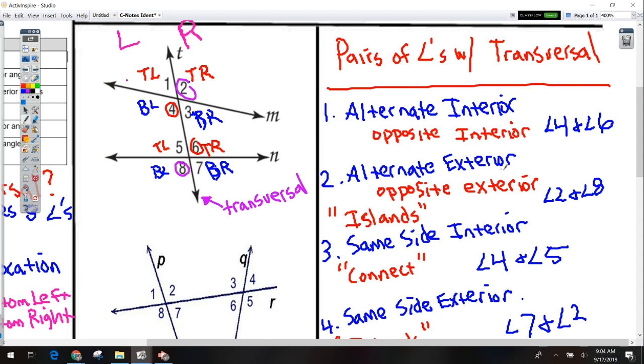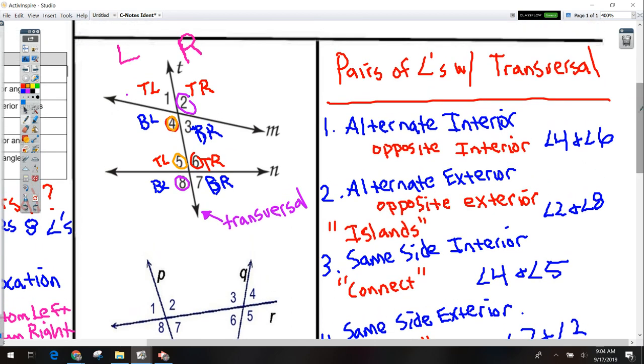2 and 8 are alternate exterior angles. Same side interior. So if you look at the interior, again, you have to be able to connect. So if we had 5 and the interiors, it can connect to 4 on the same side. So if you look at it on the left side, 4 and 5 are same side interior angles.